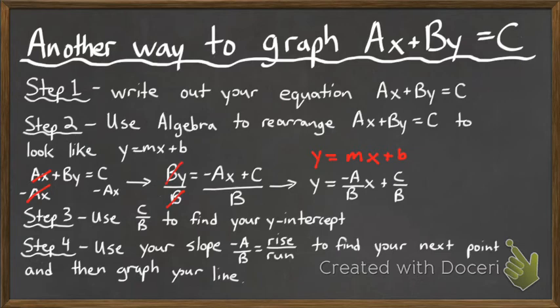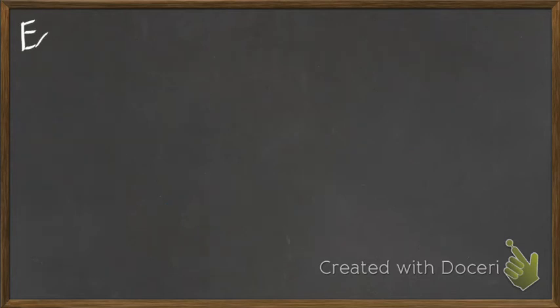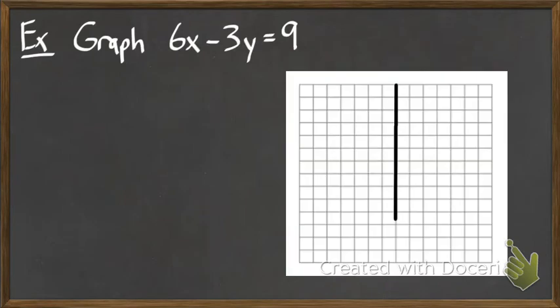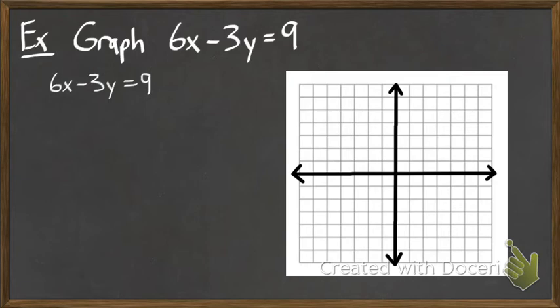Personally, it's all preference. It all just depends on how complicated your linear equation is. Alright, so let's look at an example using this new method. So I want to graph 6x minus 3y equals 9. So we can rewrite our equation.